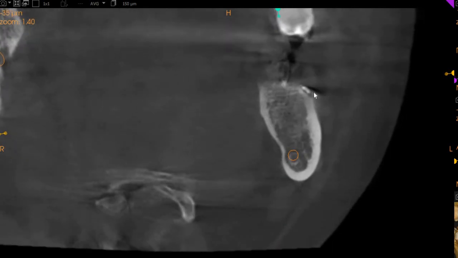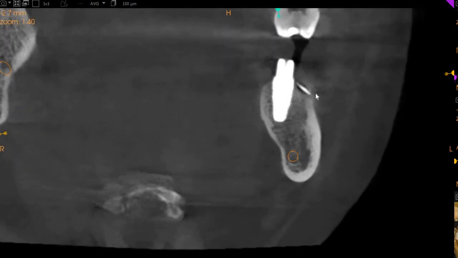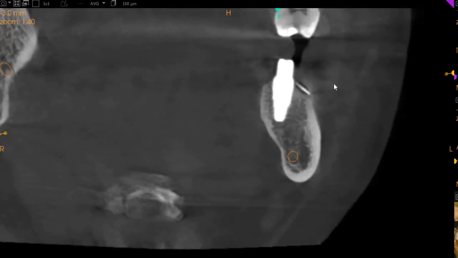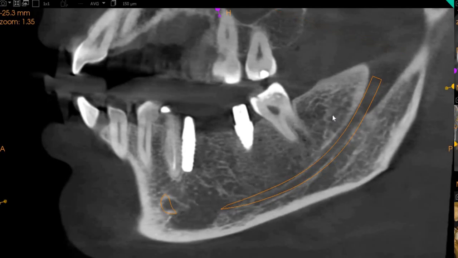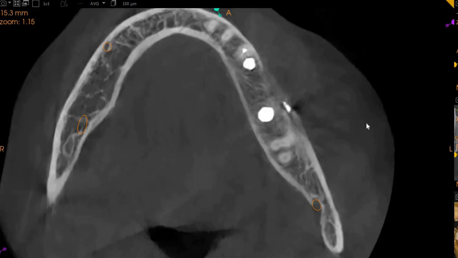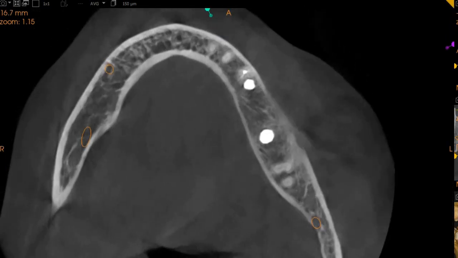It is floating separately. This could be placed at the time of the implant placement or could have been something else. So this will definitely need a little bit of a clinical finding. This implant does not show any peri-implant radiolucency, neither on the sagittal view nor on the coronal view. This is the axial view, which is the top to bottom view.